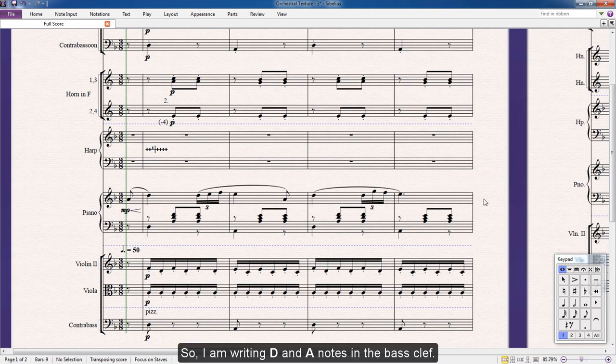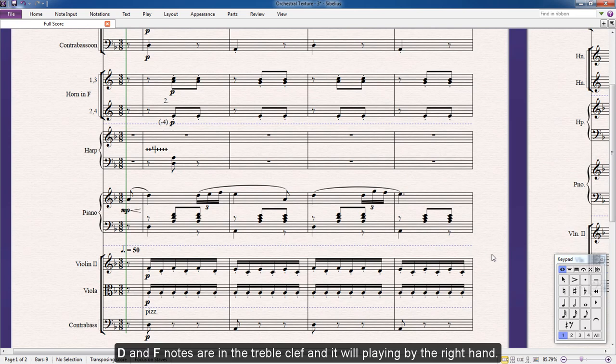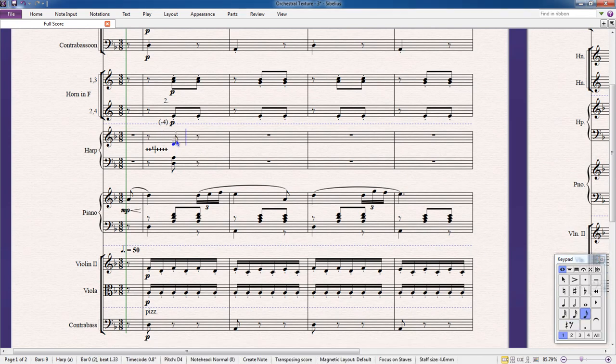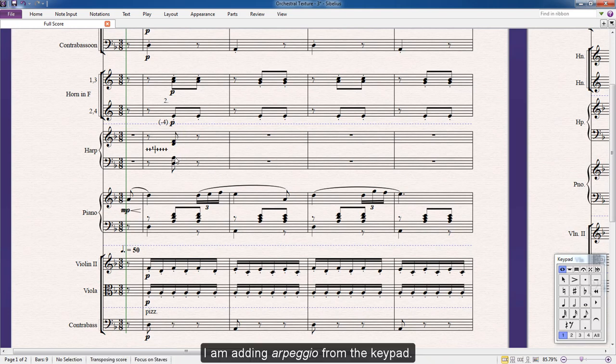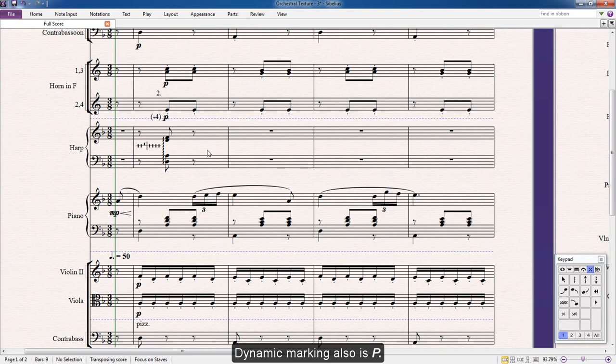So I'm writing D and A notes in the bass clef. The harp player will take this with the left hand. D and F notes are in the treble clef and will be played by the right hand. I am adding arpeggio from the keypad. The dynamic marking also is piano.